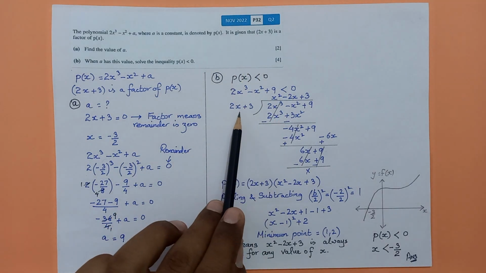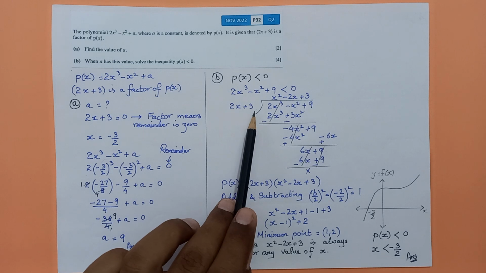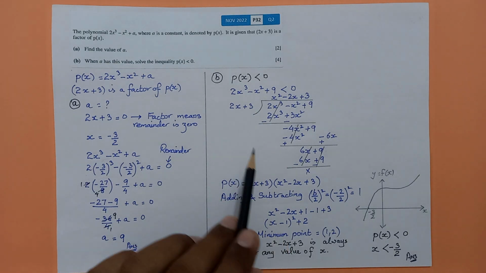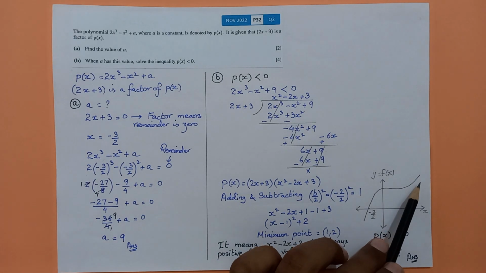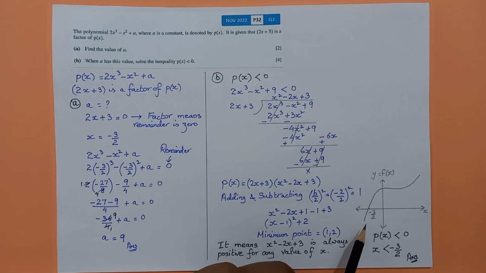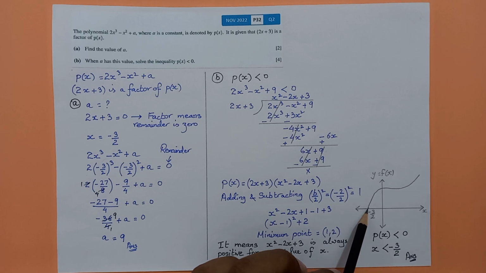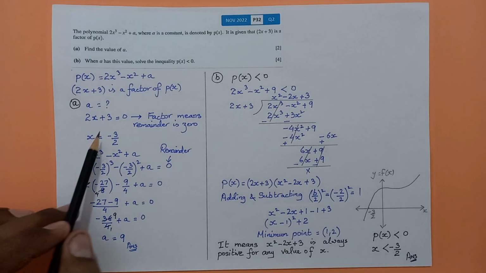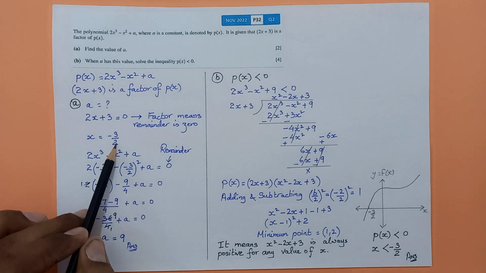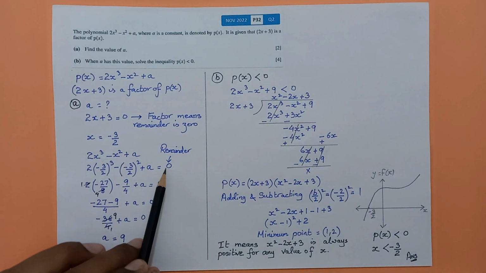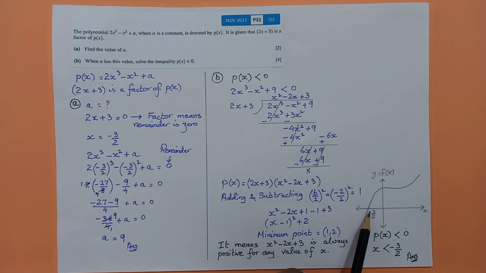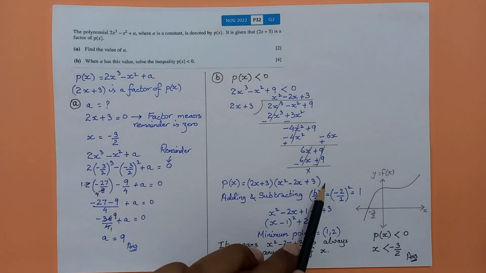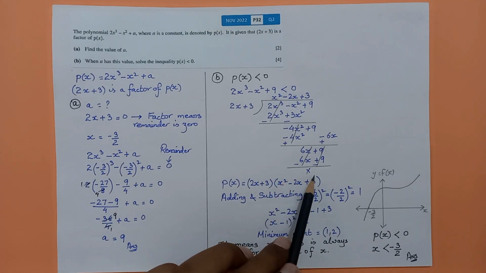So from here we can say that if 2x plus 3 is a factor, then x is equal to minus 3 upon 2. That means the graph will definitely go through the point minus 3 upon 2, because it is a factor and it gives a remainder 0, which means the value of y is 0 when x is equal to minus 3 upon 2, which is over here. Now we have to check what is the condition of this quadratic form.